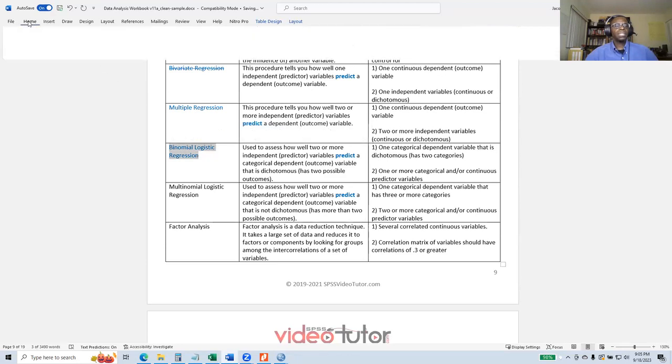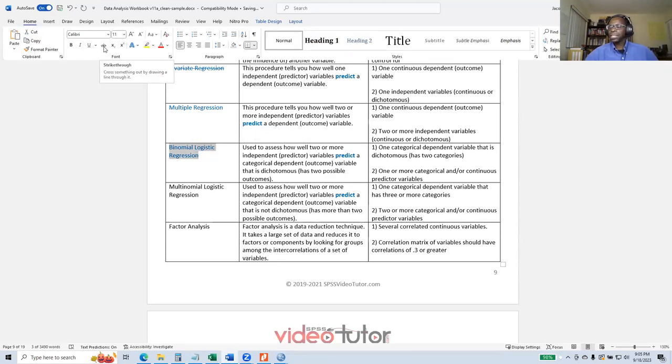If that makes sense, why I'm eliminating this, type in a 1, because the outcome is not categorical. Our outcome is continuous. Okay?